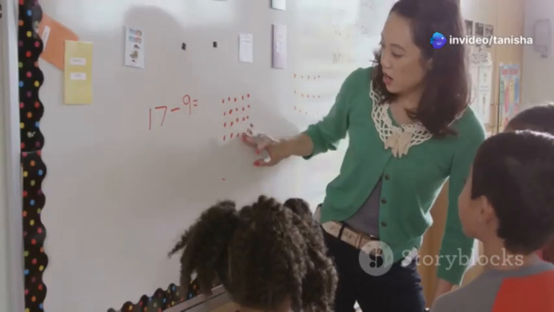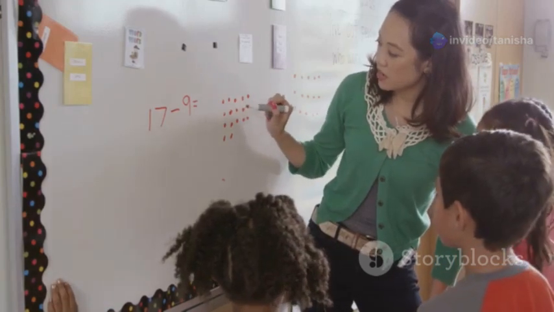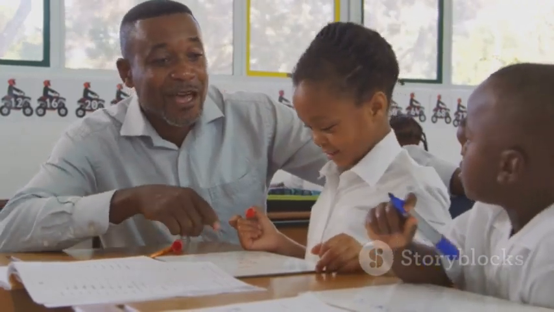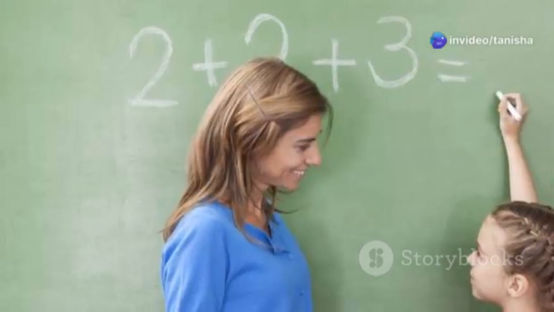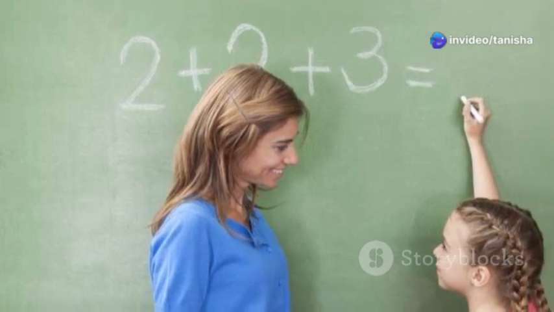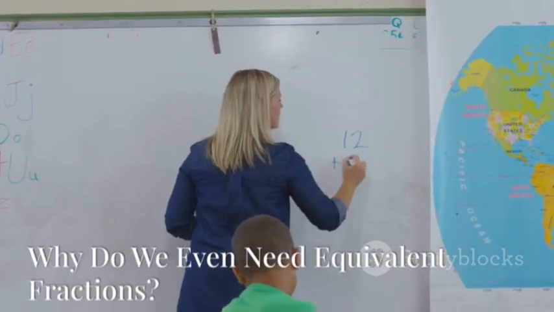Dividing both parts by 4, we get 4 divided by 4 equals 1. This step reduces the numerator to its simplest form, and 8 divided by 4 equals 2. This step reduces the denominator to its simplest form. So 4/8 simplifies to 1/2. See, much cleaner. Now the fraction is easier to read and understand. Simplifying fractions helps in making calculations simpler and more intuitive.